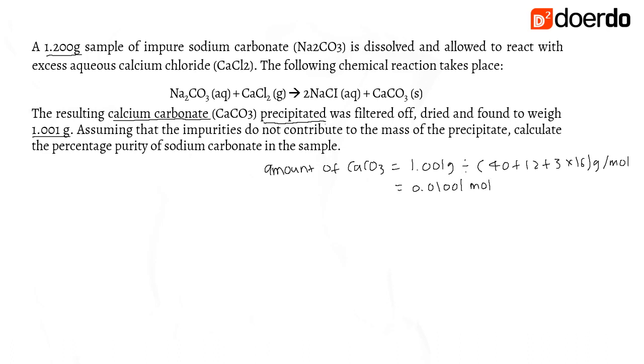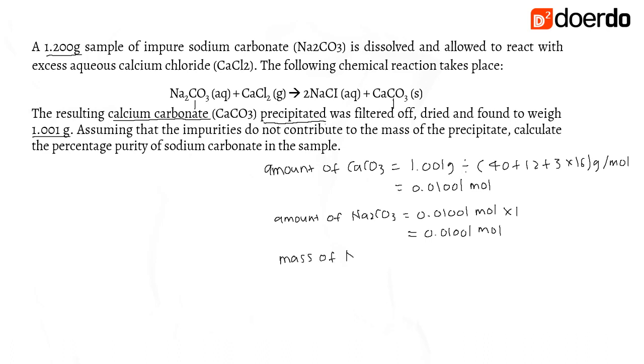We can now use this and the equation to find the amount of sodium carbonate. The amount of sodium carbonate, which is Na2CO3, is equivalent to 0.01001 moles, multiplied by 1, since the mole ratio of calcium carbonate and sodium carbonate is 1:1, so you just multiply by 1, gives you 0.01001 moles.